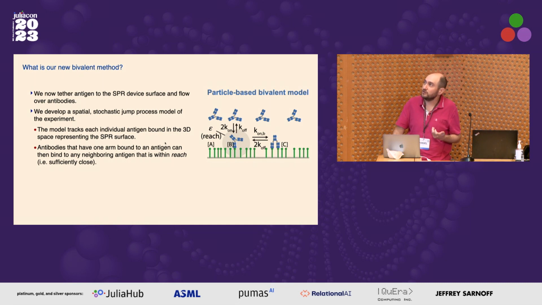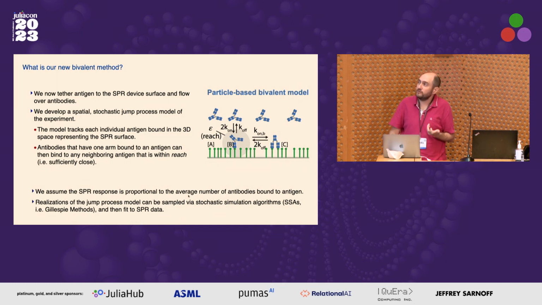But basically, the model we put down in 3D, because this is really 3D, a whole bunch of antigen particles. And then we simulate with jump processes the binding and unbinding of antibodies and the binding of the singly bound antibodies to nearby antigen with some probability per time. In the new model, we assume that what the SPR device measures is a signal that's proportional to the average number or amount of antibodies that are bound to antigen at the surface. And then we can simulate this using standard jump process simulation algorithms like the Gillespie method or the stochastic simulation algorithm.